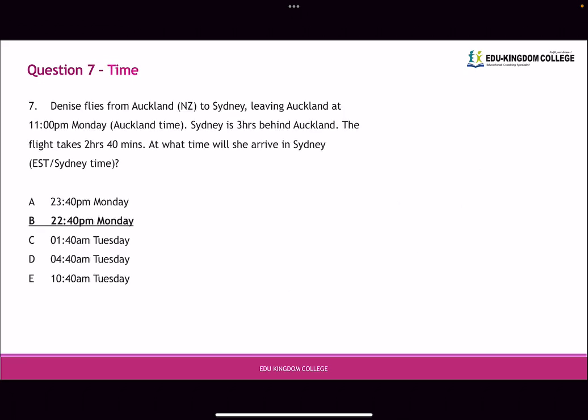Now, Denise flies from Auckland to Sydney, leaving Auckland at 11. So if Sydney's 3 hours behind, it's going to be 8 p.m. The flight takes 2 hours and 40 minutes. What time will she arrive in Sydney? So it's going to be 10:40 p.m.